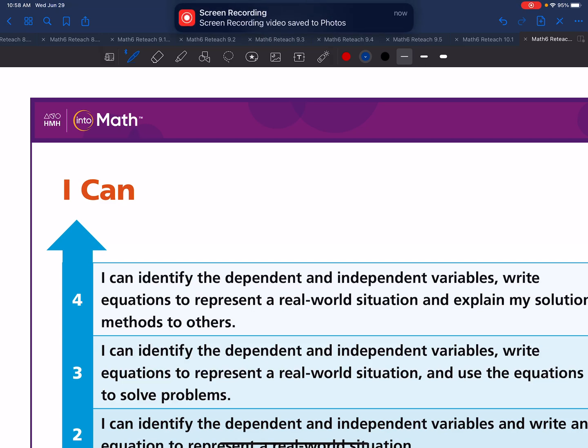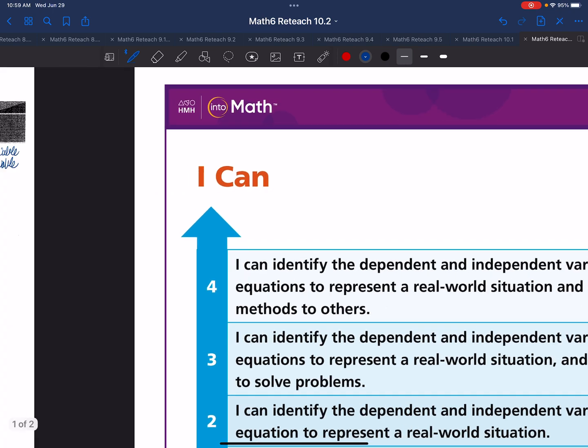Today we will review 6th grade math lesson 10.2. This lesson will cover how to write equations from verbal descriptions. Here is your I can statement. I can identify the dependent and independent variables, write equations to represent a real-world situation, and explain my solution methods to others.